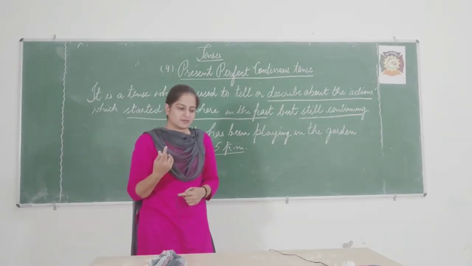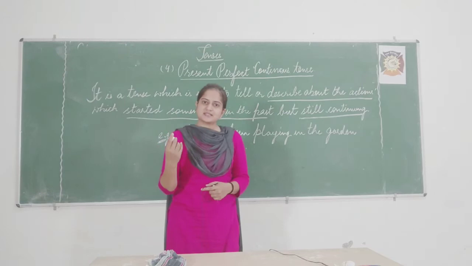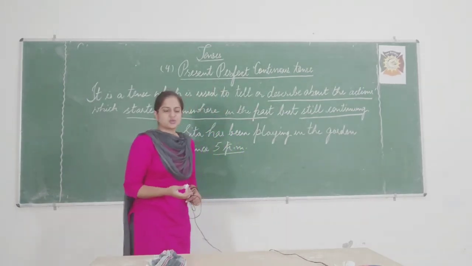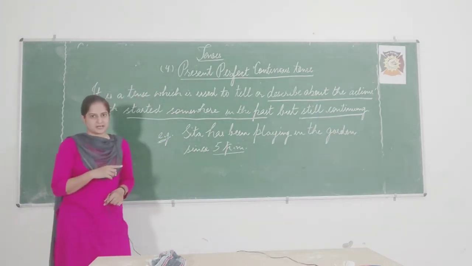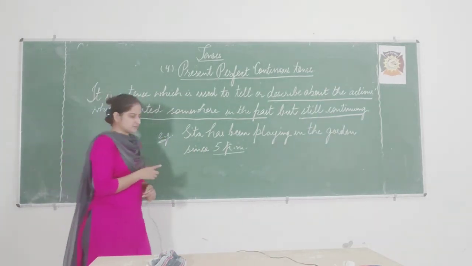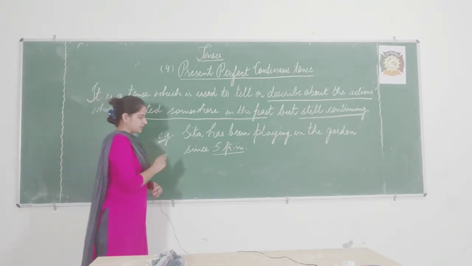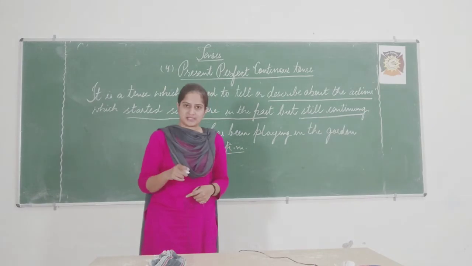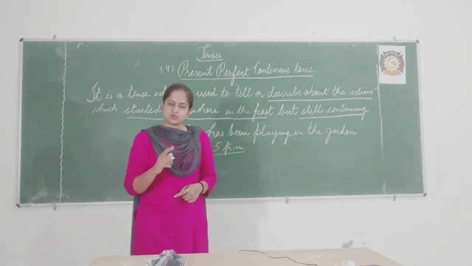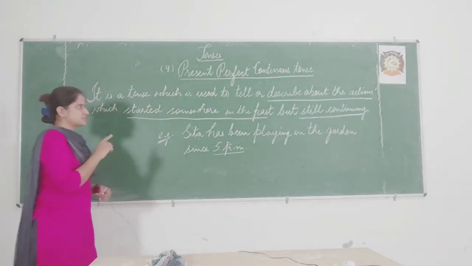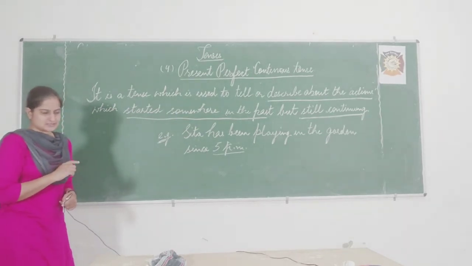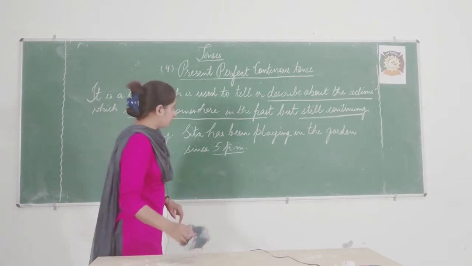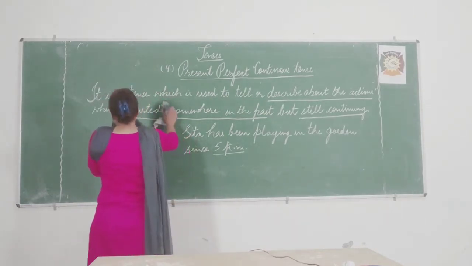And what else is happening? She is still playing. So she started playing somewhere in the past, in the recent past, that is 5 p.m., and she is still continuing the same action of playing in the present also. So we have made use of present perfect continuous tense in this sentence. Let us see about the various rules of formulating different kinds of sentences.